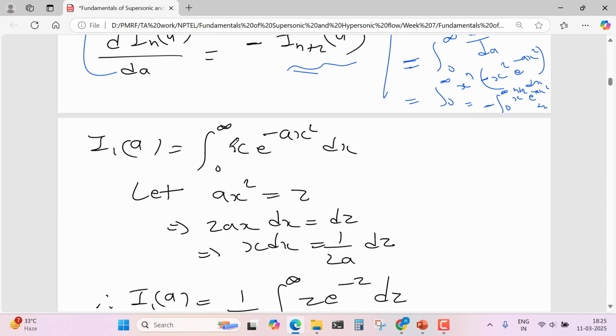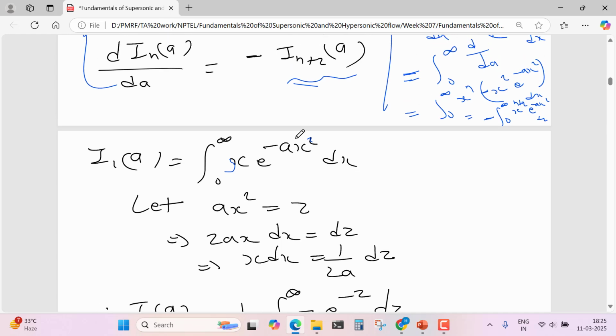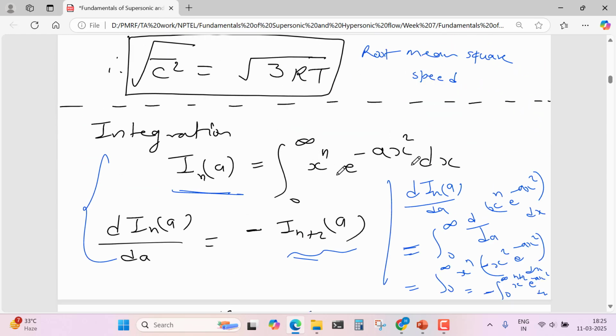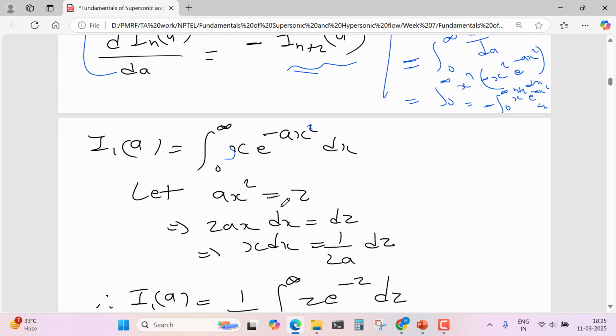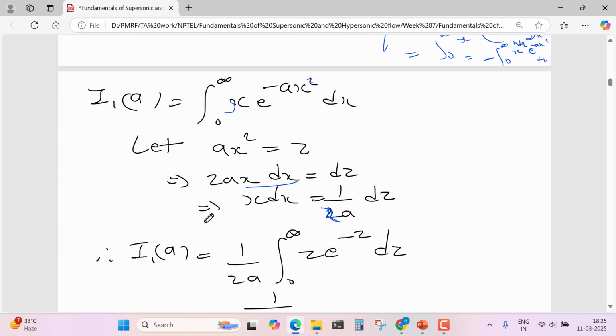So I_1(a) is given by integration 0 to infinity x e to the power minus a x² dx. We have only put n equal to 1 here. Now let's assume a x² equal to z. So 2ax dx will become dz. So we can write x dx equal to 1 upon 2a dz. My 2 and z are somewhat similar, so pay attention to what I am speaking also.